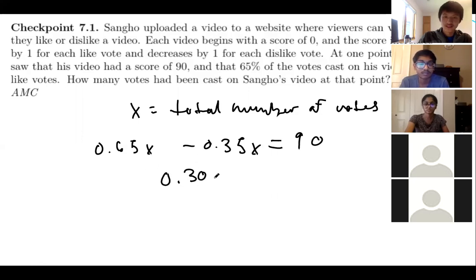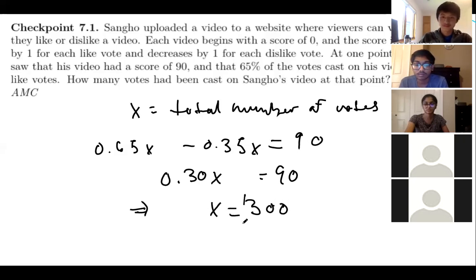So this is 0.3x in total. It's 90. And if we solve the equation, we get x equals 300. So there were 300 total votes cast on his video. Anyone have any questions about that, or can we move on?